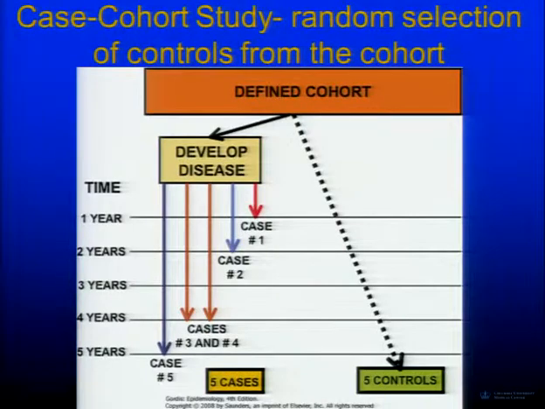So in this case cohort study, what they're doing is really taking a defined cohort and seeing if they develop disease. So these were the 270 people that developed disease instead of just the 5 shown here. And then at the end of the study, they chose the 5 controls, or when they chose these cases that at that time point had no disease.